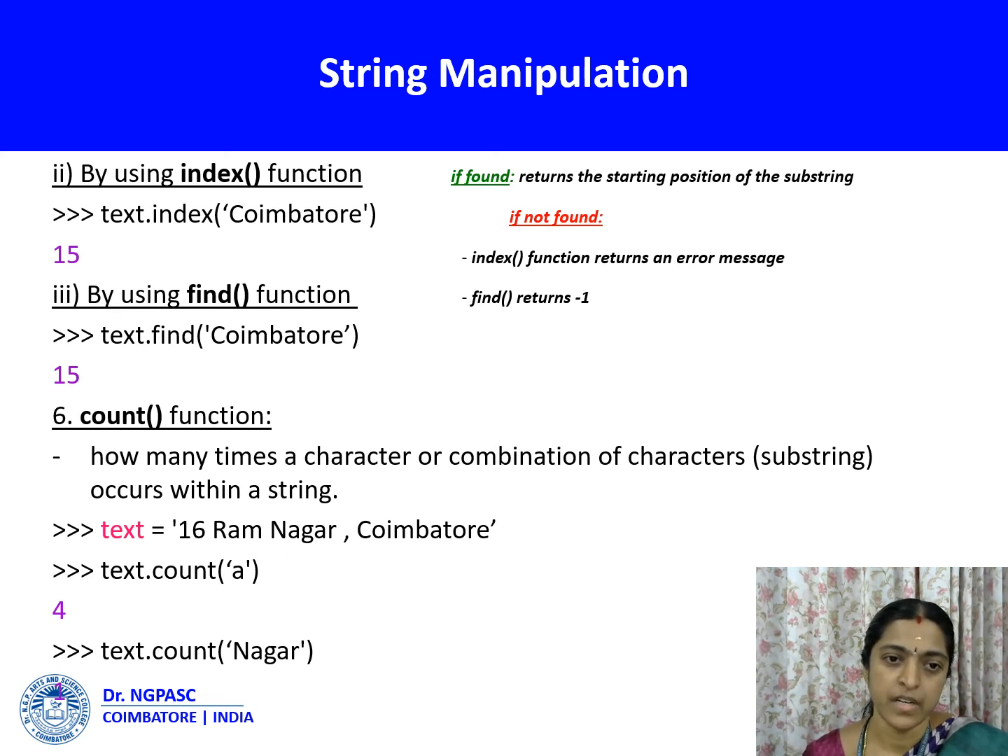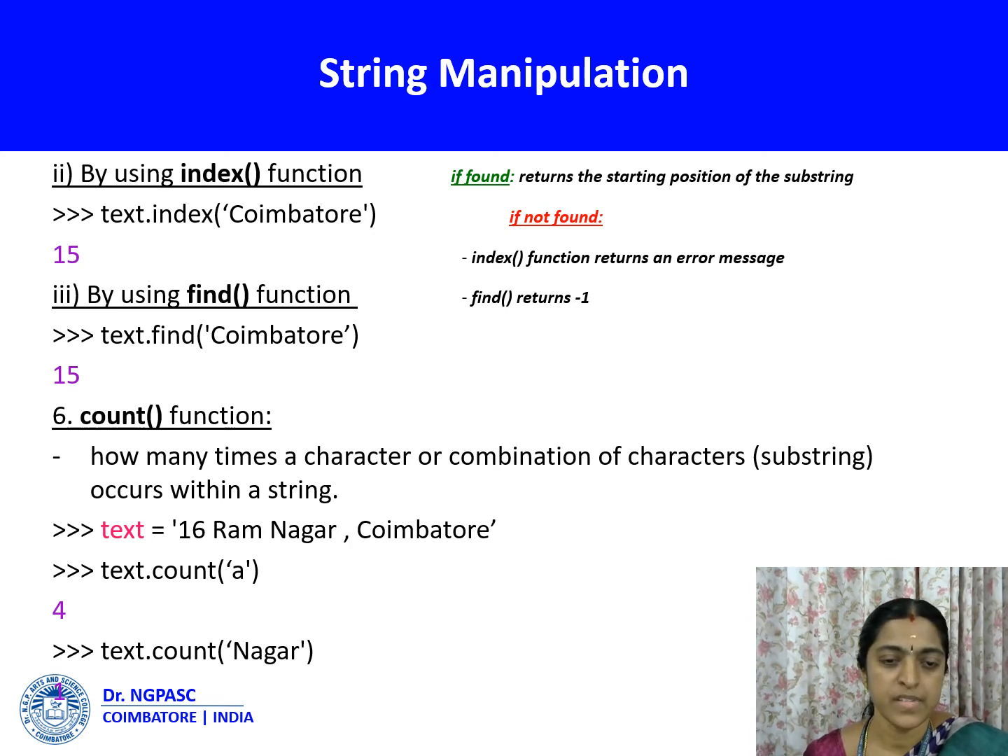Next is the index function. The index function returns the starting position of the substring if it is present in the given string, or else if the substring is not found in the given string, then it returns an error message. See the example here, text.index of Coimbatore. Again in this case, I am checking for the presence of Coimbatore in the text variable. As the substring is present in this text value, it returns the starting location of the substring, which is 15. Suppose I am searching for another value, say xyz, then as it is not present in the text, it will return an error message, right?